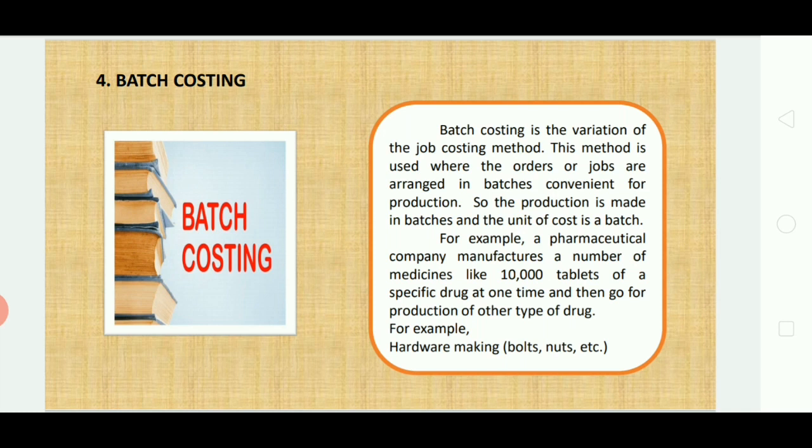For example, a pharmaceutical company manufactures a number of medicines, like 10,000 tablets of a specific drug at one time, and then goes for production of another type of drug. Here one example is given of a pharmaceutical company. That means those companies which are producing or manufacturing the medicines, દવા બનાવે છે જે કંપની, તો એમાં કોઈ સિંગલ મેડિસિન છે એમની કોસ્ટ છે એ ફાઇન્ડ આઉટ કરવી ડિફિકલ્ટ છે ઓર કન્વિનિયન્ટ છે નહીં.